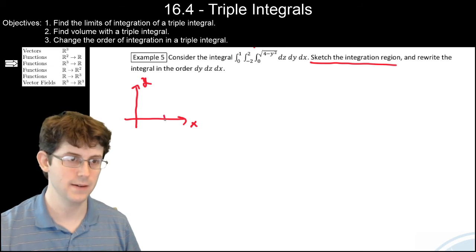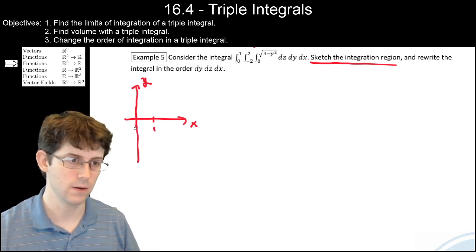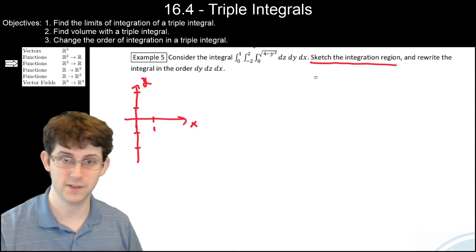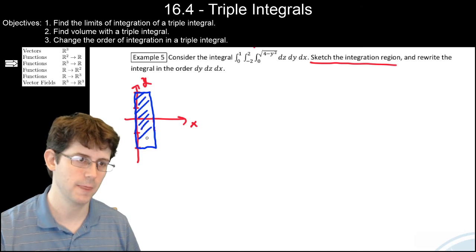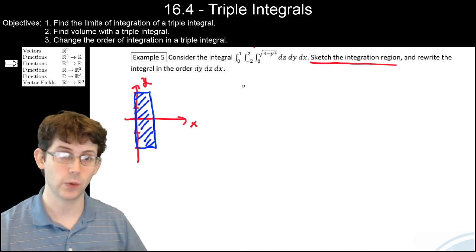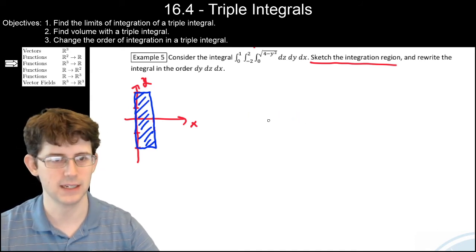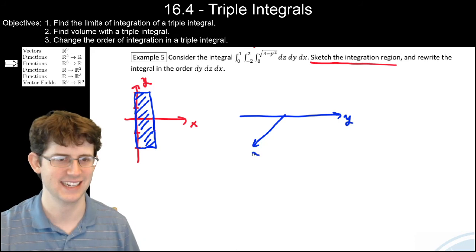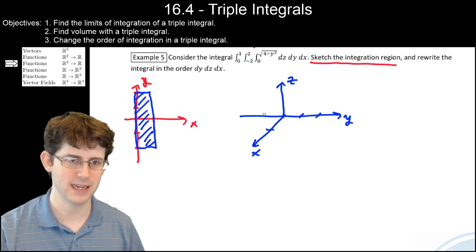This says x goes from 0 to 1. Oops, let's make 1 a little smaller. And y goes from -2 to 2. Notice that the y's don't depend on the x's, so that means the base of whatever this region is in the xy plane is a rectangle. Then z goes from 0 to the square root of 4 minus y squared. So when we go into space, y is going to be negative sometimes, so let's move over. So the base goes from x from 0 to 1, and y from -2 to 2.